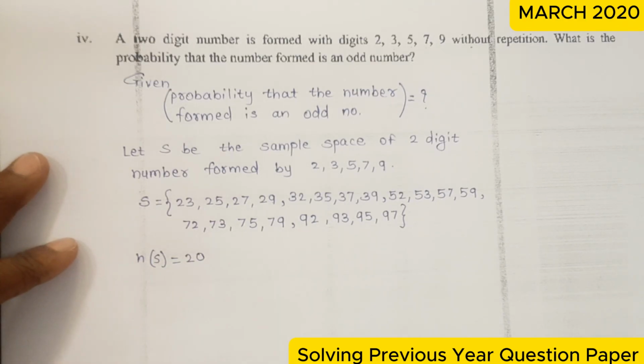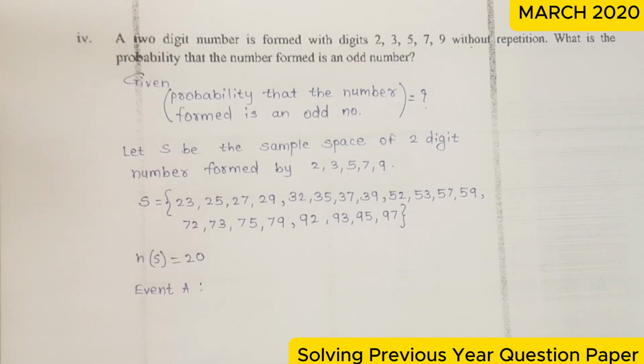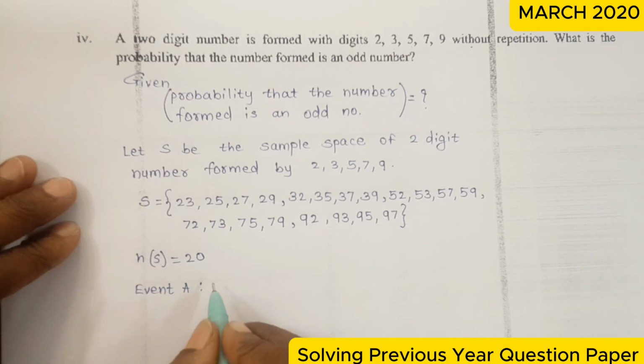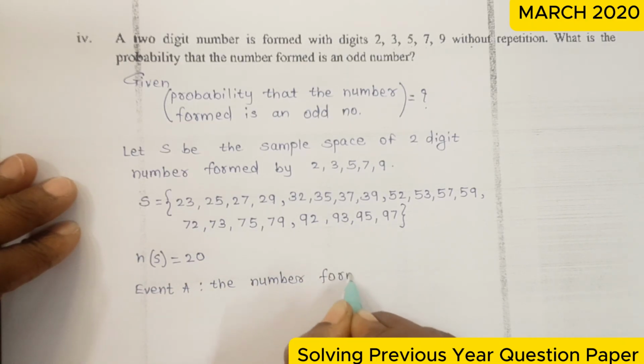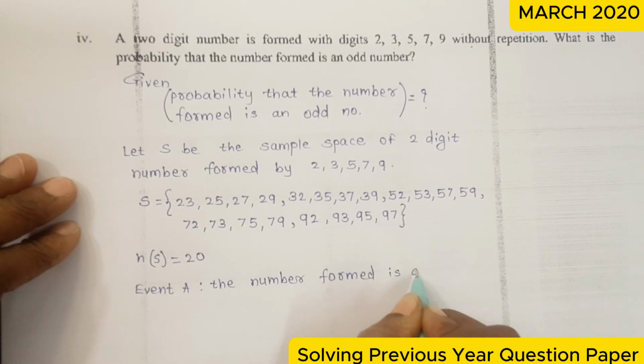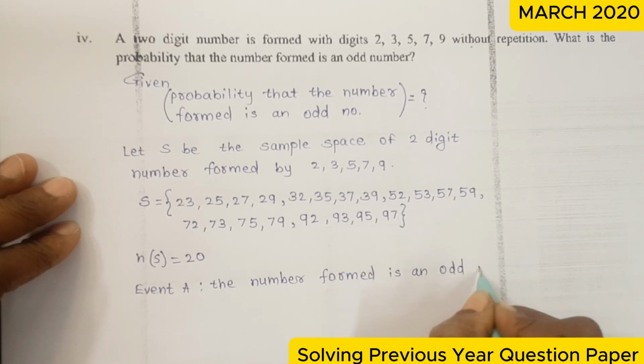Yes, so now here there is an event, students. We call it event A. So event A is that the number formed is an odd number, students. So I write here event A: the number formed is an odd number.